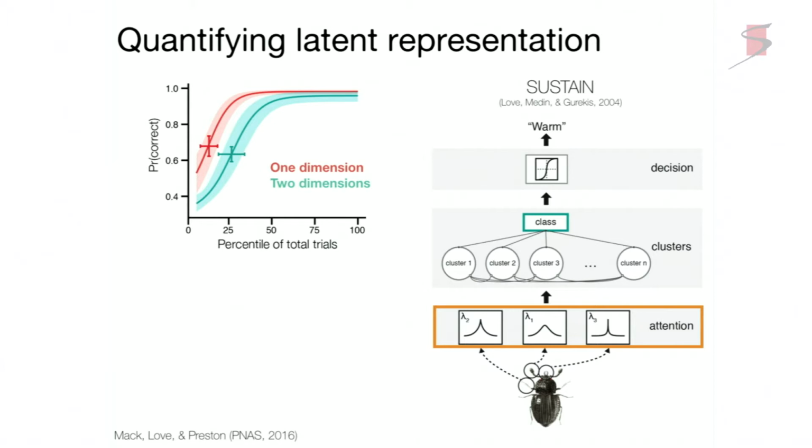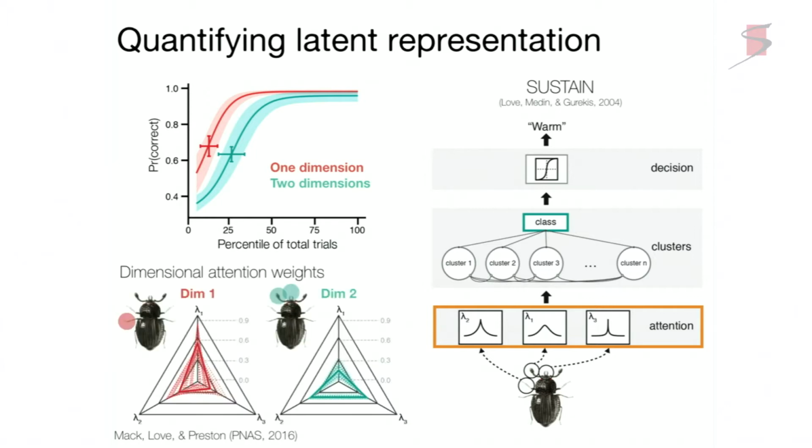This is a clustering model, and it has an attention layer which sets attention weights for each of the features. There's a cluster layer that represents what you can think of as the knowledge, and then there's a probabilistic decision layer, and I'm going to focus on these 2. So we fit the model to each participant's behavior, and at the end of learning, you can pull out the attention weights of the various features. For the unidimensional rule here, you can see that they pay attention to a single feature in these triangle plots here.